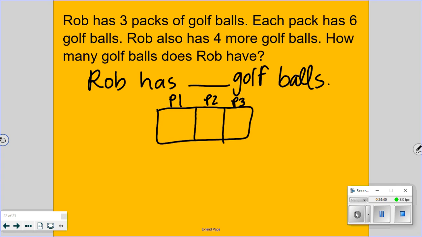What am I going to do with that information? So we're gonna set 6. I'm going to put 6 in each. These are my golf balls. I've got 6 of them in this pack. 6 of them in that pack. 6 of them in that pack. So far, we've got 6 golf balls in our 3 packs. So far, so good. All right, Ava, read that next sentence.